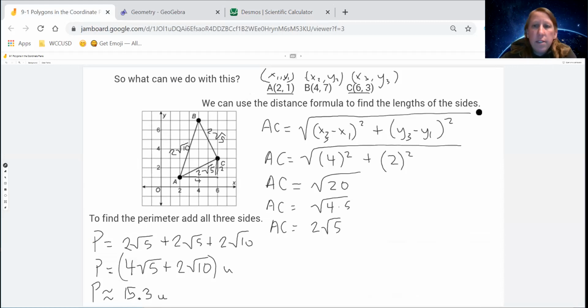Okay, so we can use the distance formula to find the lengths of the sides. That would give us a way to find the perimeter. Okay, we could also use the lengths of the sides to calculate the area. I'm not going to do that for this one, but that is definitely a possibility. The other thing that we can do is we can try to classify. And that's what your homework is on a little bit. So what else would we want to classify this?